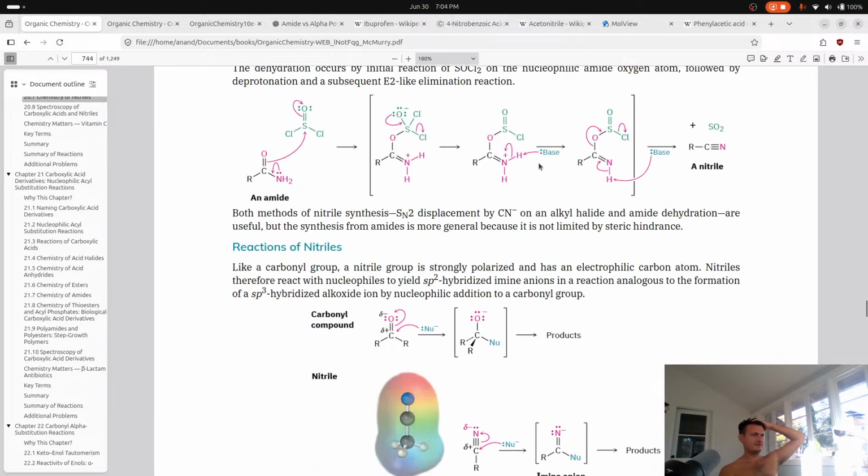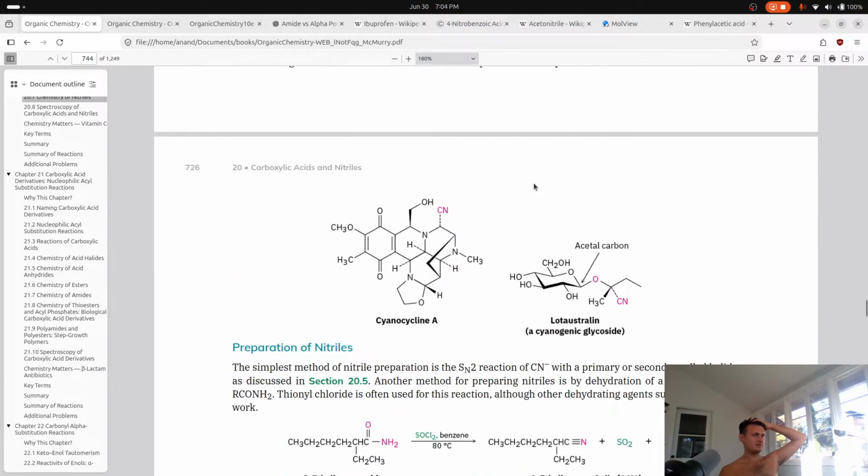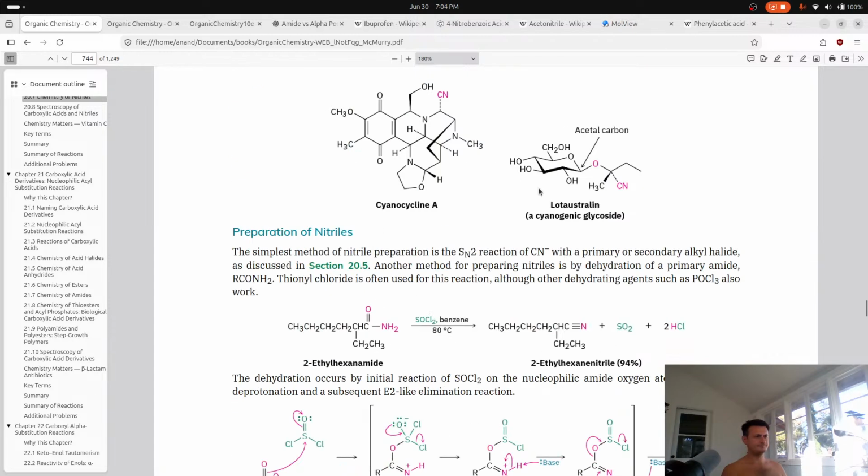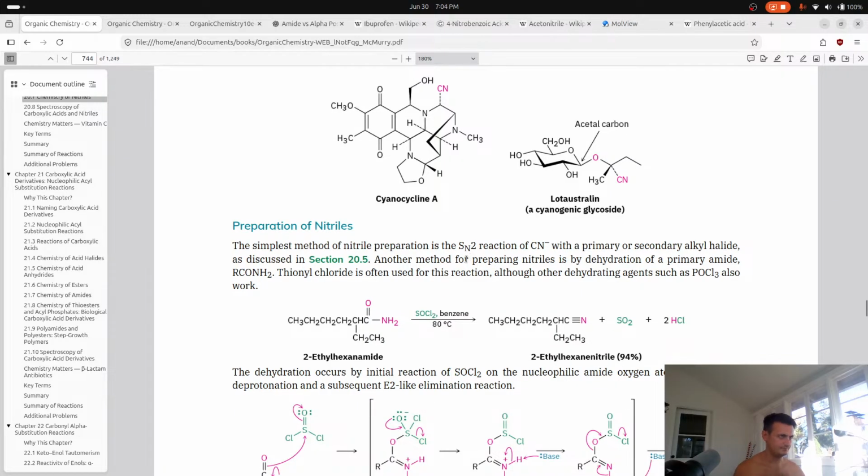Is there a figure for this? I don't even know what the heck they're talking about. Okay, whatever. But so it does occur, you know.